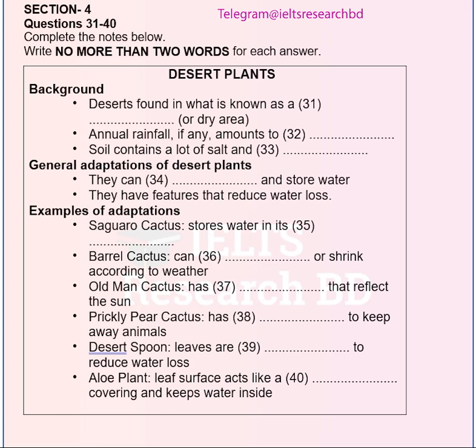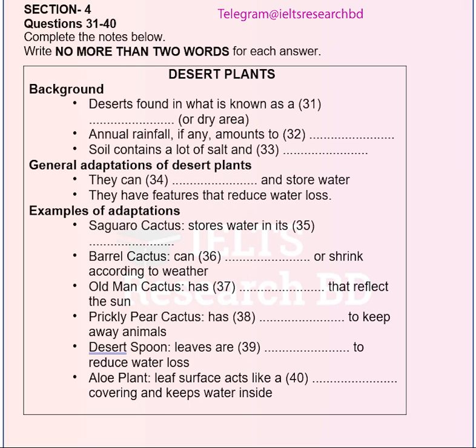Now, despite this, deserts are home to many living things. In fact, they're second only to tropical rainforests in the variety of plant and animal species that live there. So, how do plants grow in a place that's so dry? Well, they're specially adapted to do this. In fact, many of the fascinating features of desert plants are adaptations. These are traits that help the plant survive in its harsh environment.